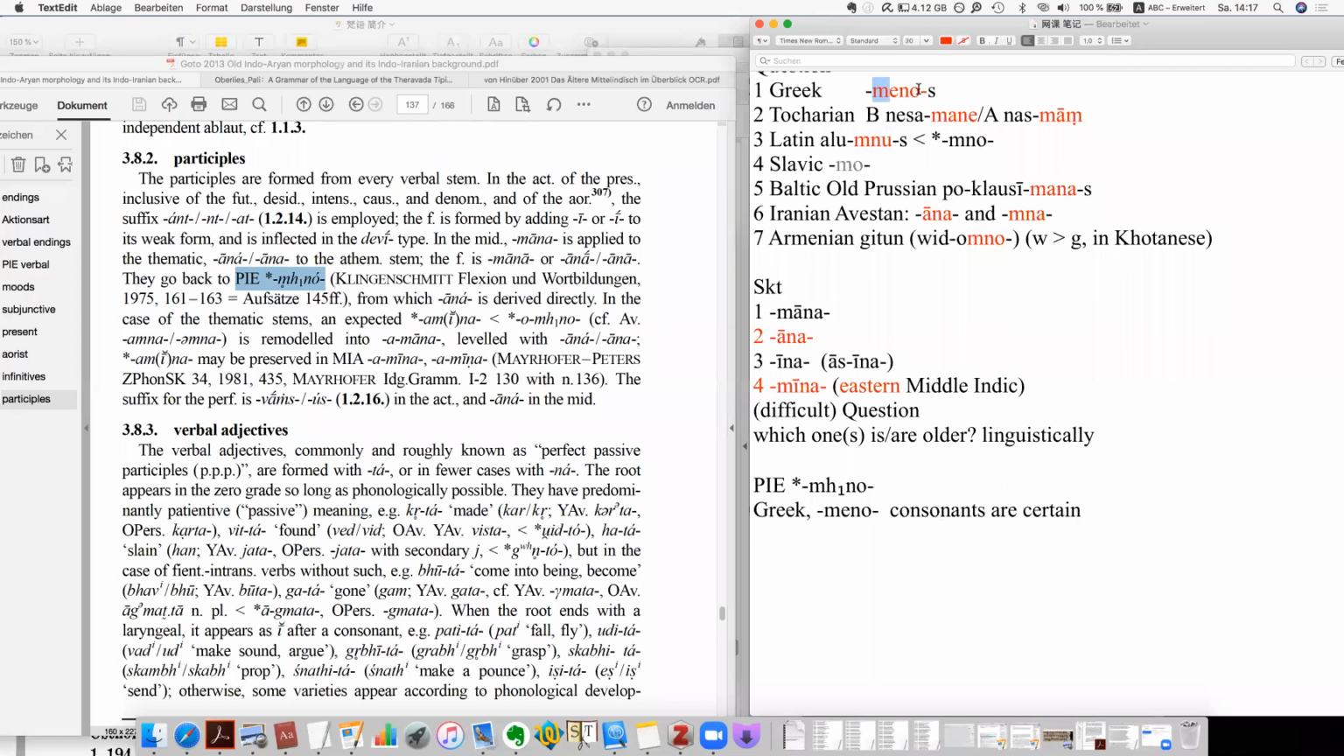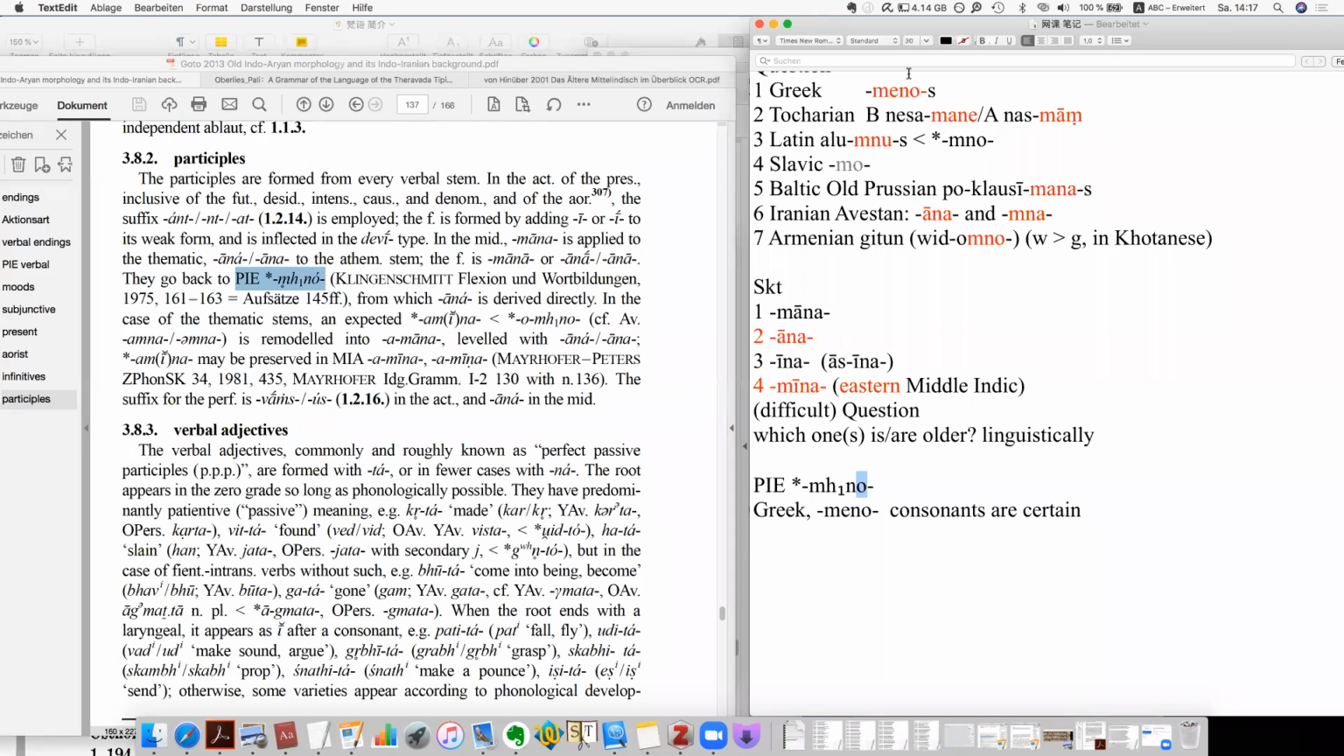All the other languages, like Tocharian, mane, and Latin, and also in Old Prussian, we have māna, and also in Sanskrit, we also have māna, right? So these two consonants are pretty sure, we know. But the problem is, and also the last consonant, the last vowel is also for sure.